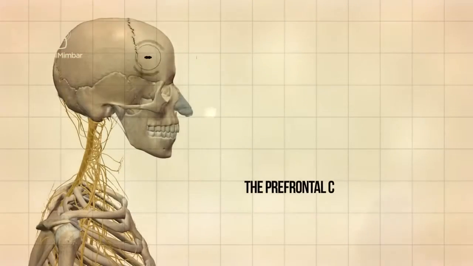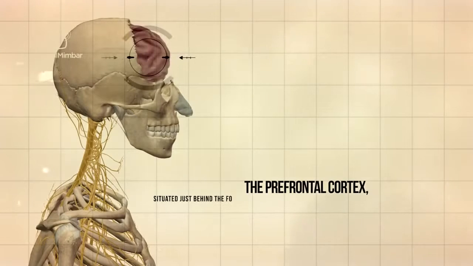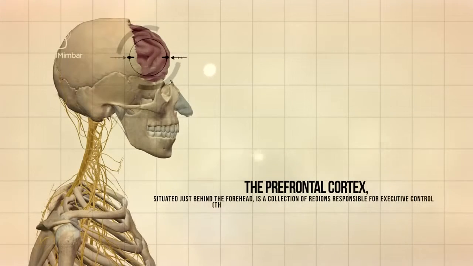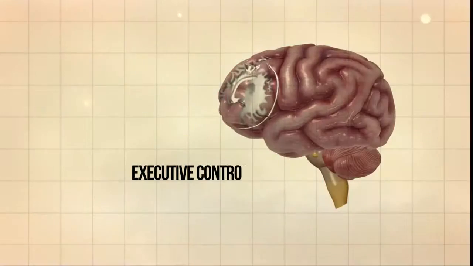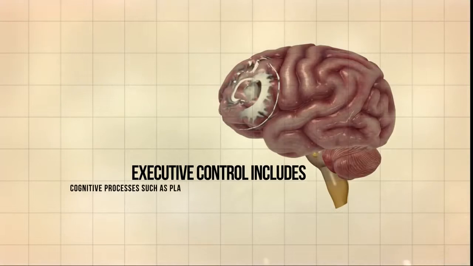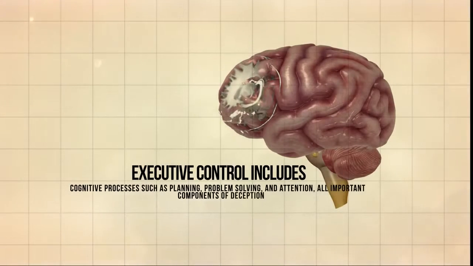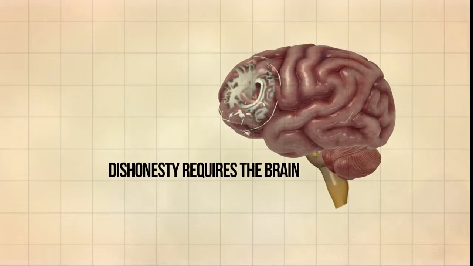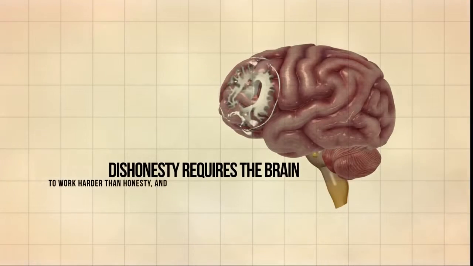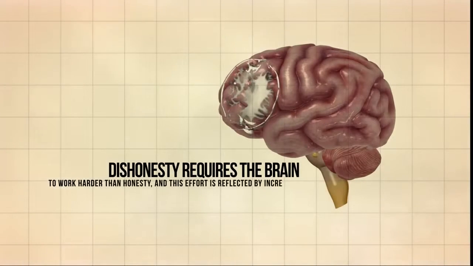The prefrontal cortex, situated just behind the forehead, is a collection of regions responsible for executive control, the ability to regulate thoughts or actions to achieve goals. Executive control includes cognitive processes such as planning, problem solving, and attention, all important components of deception. Dishonesty requires the brain to work harder than honesty, and this effort is reflected by increased brain activity.